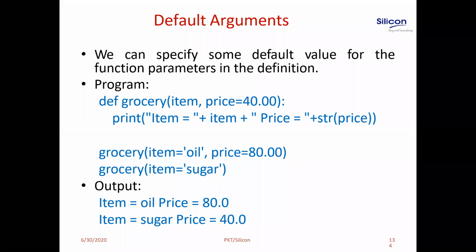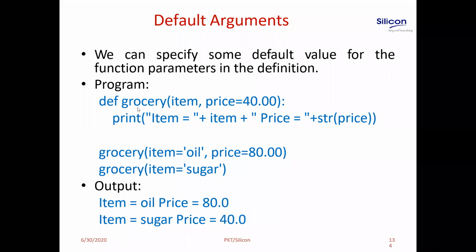The third one is the default arguments. We can have default arguments in a function. We can specify some default value for the function. Default argument, have you read it before? Default argument in C++? Yes, sir. Yes, very good. So the default argument that you have read in C++ is exactly the same over here.